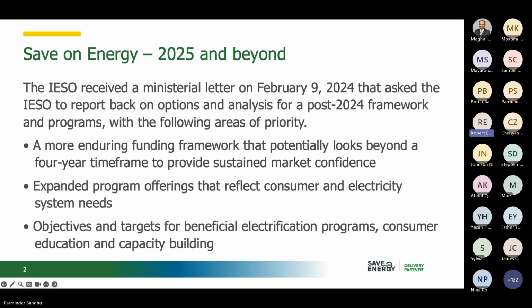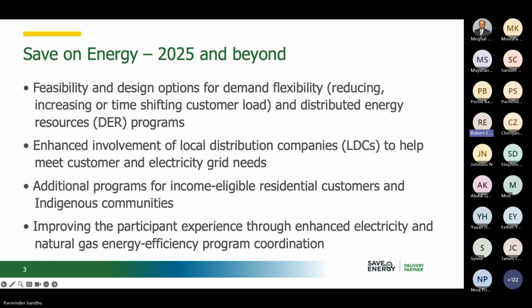Extended program offerings that reflect consumer and electricity system needs. Objectives and targets for beneficial electrification programs, consumer education, and capacity building. Feasibility and design options for demand flexibility, reducing, increasing, or time-shifting customer load, and distributed energy resources. Enhanced involvement of local distribution companies, LDCs, to help meet customer and electricity grid needs. Additional programs for income-eligible residential customers and Indigenous communities. And finally, improving the participant experience through enhanced electricity and natural gas energy efficiency program coordination.